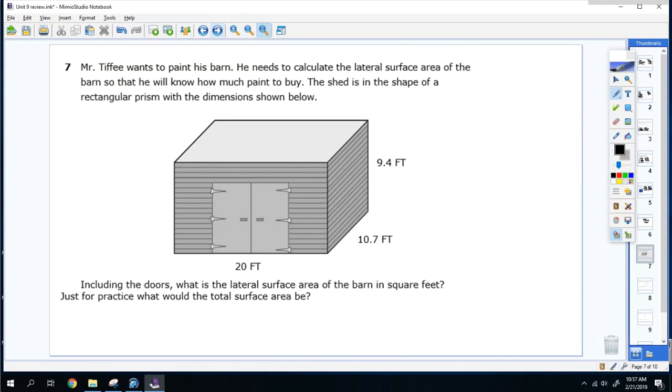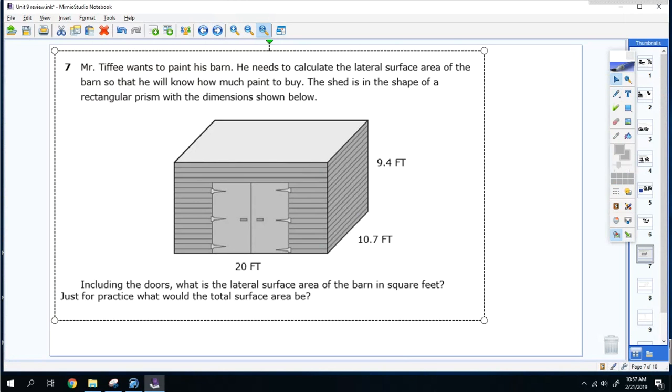He needs to calculate the lateral surface area of the barn so he'll know how much paint to buy. The shed is in the shape of a rectangular prism with the dimensions shown below. Including the doors, what's the lateral surface area of the barn in square feet? And then just for practice, find the total surface area.